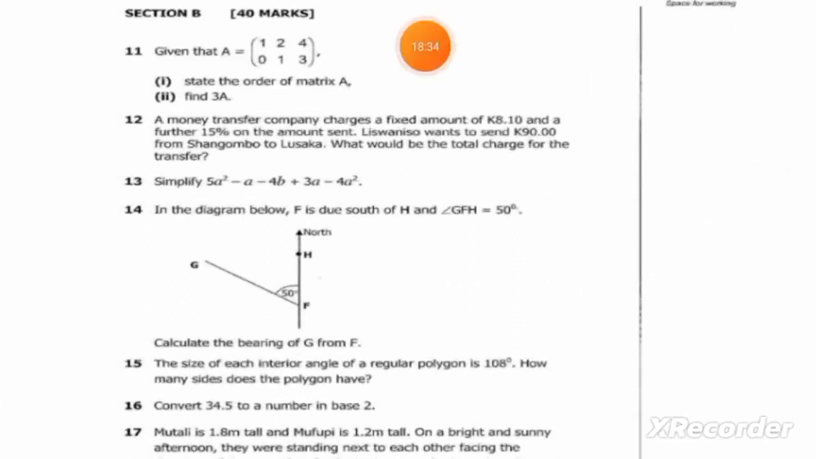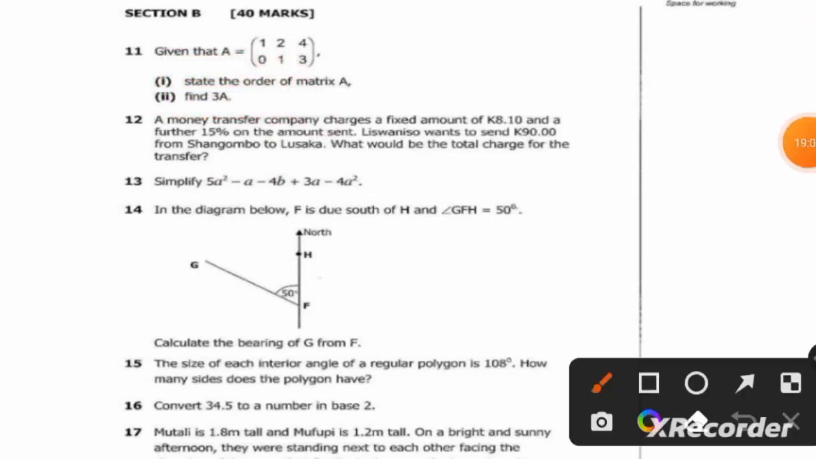Okay, we move on to the next section, which is section B. As we can see, section B is carrying 40 marks. The first question, which is question 11, under section B, reads: given that A is equal to this matrix. Question 11, Roman numeral 1, state the order of matrix A.